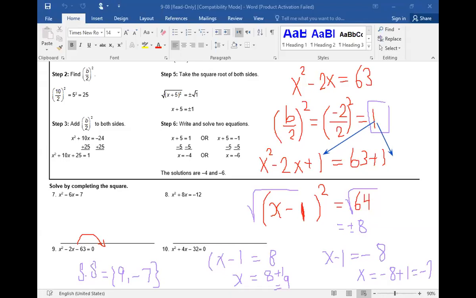So you will find b over 2, and then you are going to add it to both sides, to the left and to the right side. So it will be x to the power of 2 minus 2x plus 1, and the other side is 63 plus 1. So the square root of the first is x, the square root of the last is 1, and here the square root of 64. So you have x minus 1 equals 8, or x minus 1 equals negative 8. So the answer will be 9 or negative 7.